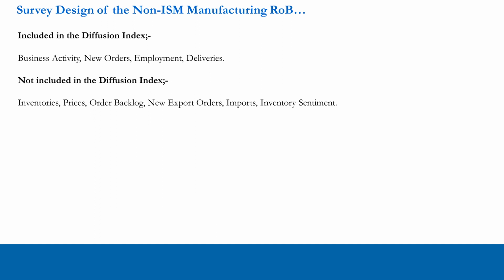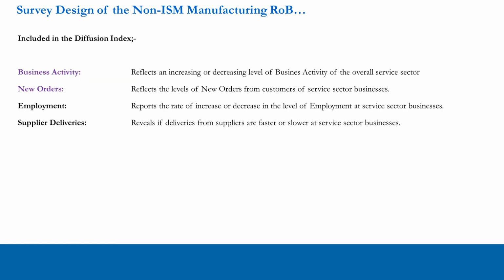In your own time, you can self-educate on inventories, prices, order backlog, new export orders, imports, and inventory sentiment. We're not going to be covering it in this video itself. We're going to be focusing on, as I say, the most important numbers: business activity and new orders. So remember, we're looking at the contributors here to the composite non-manufacturing purchasing managers index, PMI, and we're looking at the diffusion index and the most important ones contributing to that composite.